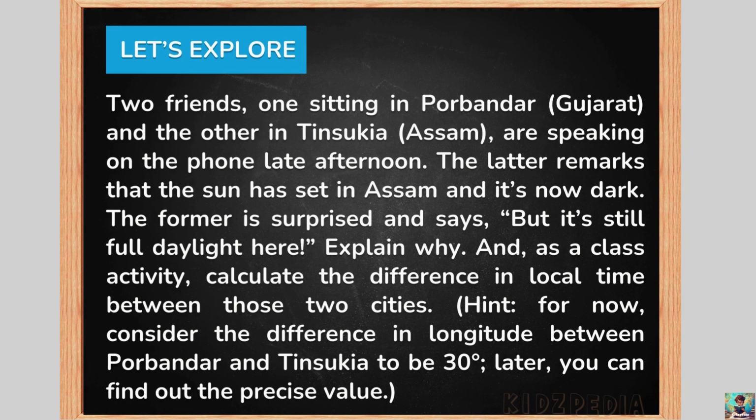Let's explore. Two friends, one sitting in Porbandar, Gujarat, and the other in Tinsukia, Assam, are speaking on the phone late afternoon. The latter remarks that the sun has set in Assam and it's now dark. The former is surprised and says, "But it's still full daylight here." Explain why. And as a class activity, calculate the difference in local time between those two cities. Hint: for now, consider the difference in longitude between Porbandar and Tinsukia to be 30 degrees. Later, you can find out the precise value.